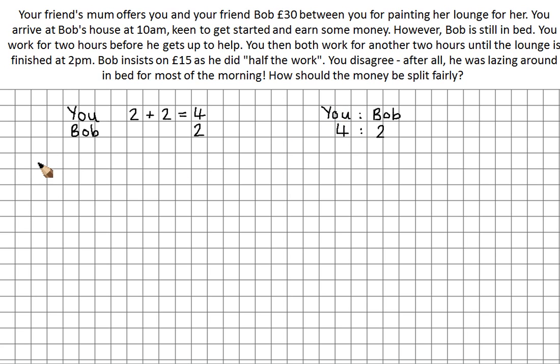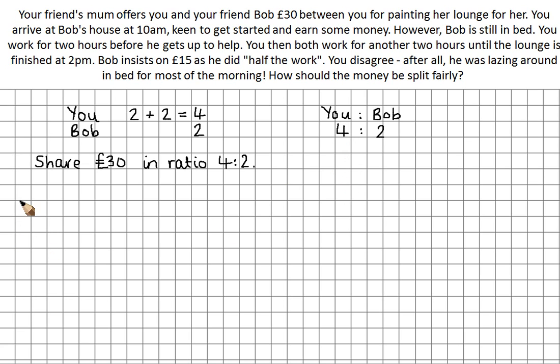Now, you've been given £30 to share out. So what we're actually doing here is we're doing the question, share £30, the amount you've been given, in the ratio 4 to 2, because that's the ratio of the hours that you've worked. So it's only fair that if you've worked for twice the time, you get twice the money.